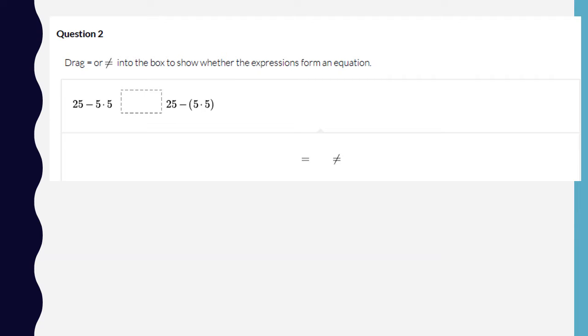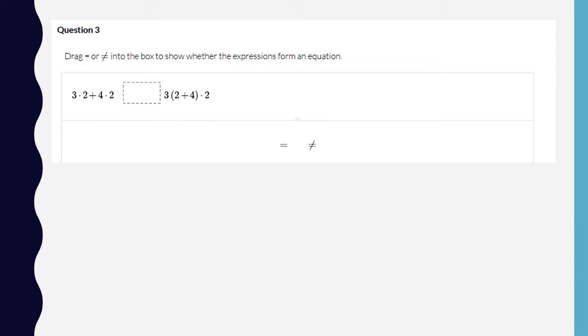On this one, 25 minus 5 times 5. Okay, so the first thing we have to do is 5 times 5. 5 times 5 is 25. 25 minus 25 is 0. I look at the right side. I have to do the 5 times 5 first. And I do get 25. 25 minus 25 is 0. So these are equal.